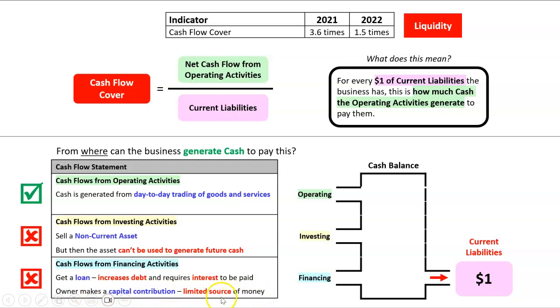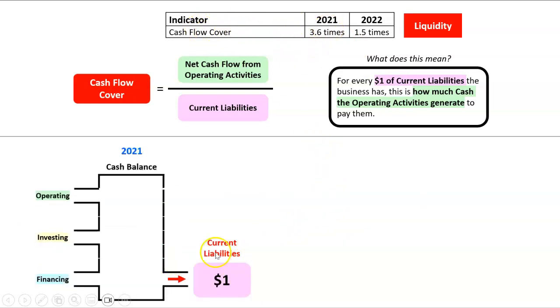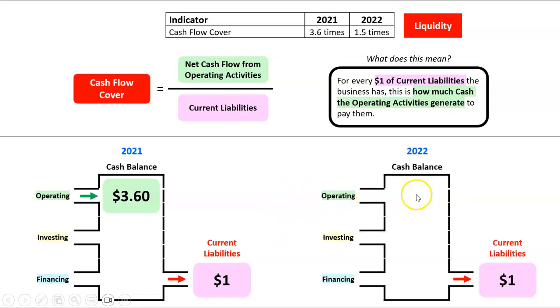That the owners haven't got unlimited money, and when you go into business, you expect to take money out through drawings, not to contribute more and more capital. So what does this indicator here tell us? It tells us in 2021, the cash flow cover was 3.6. This means that if there was $1 of current liabilities here, this pipe for operating activities was generating a very healthy $3.60 cash from operating activities to pay it. So that is excellent.